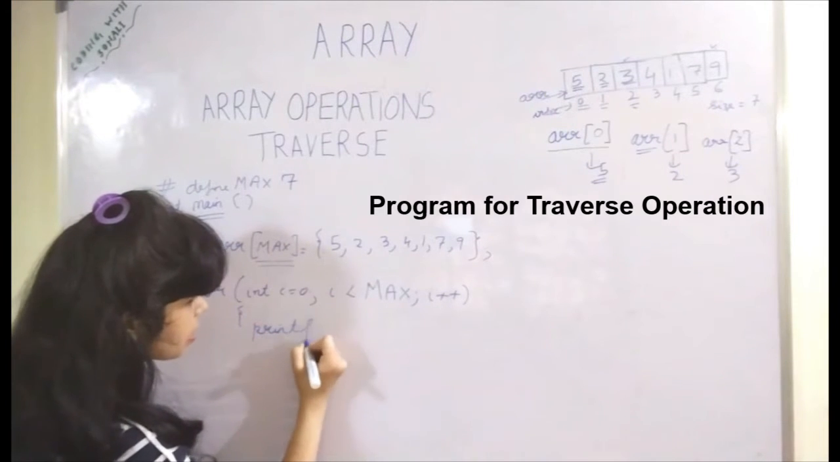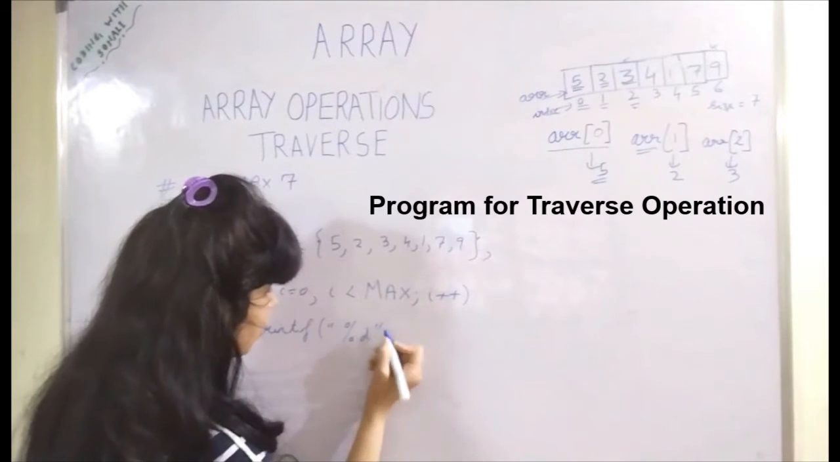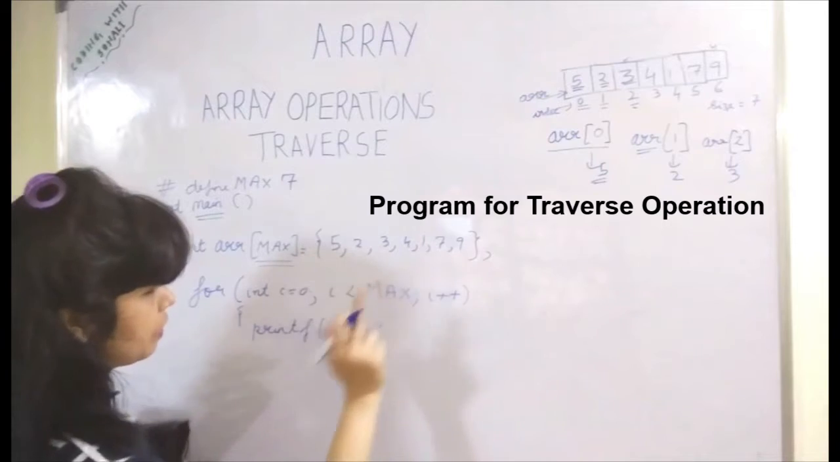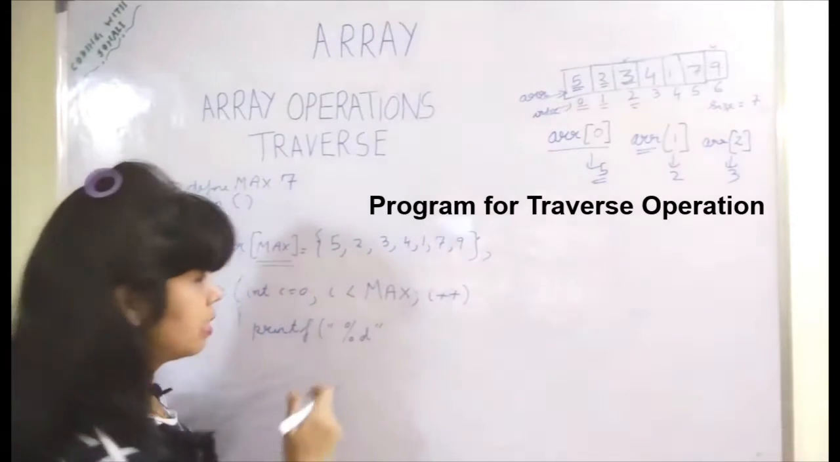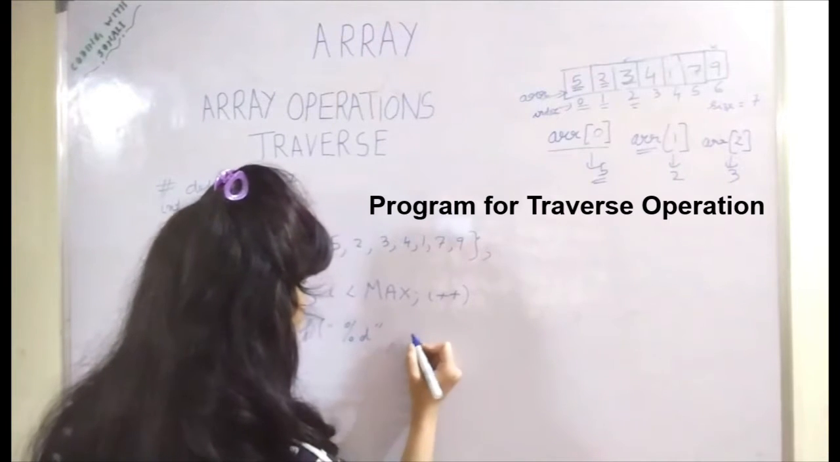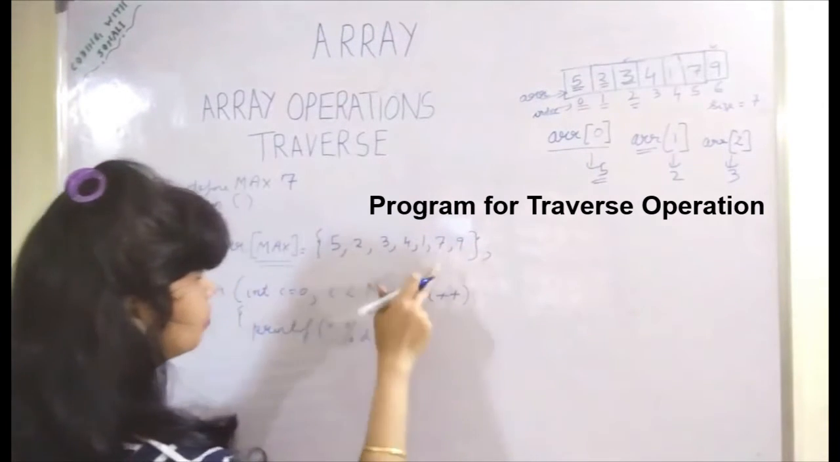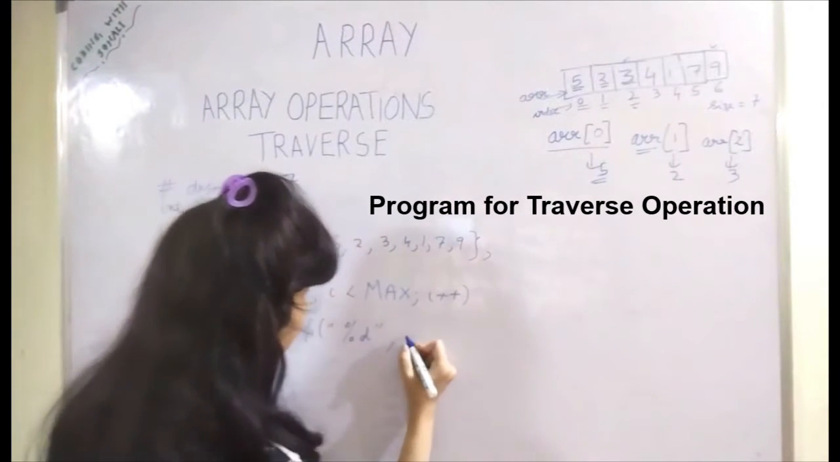And simply here I will call the function, that is printf, with this format specifier. Here I want to print the value of each and every element, so %d, since these elements are of the data type integer, and then simply I will be using, as we have seen, how to access the array elements.